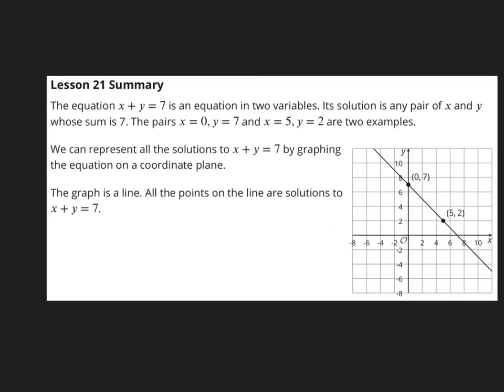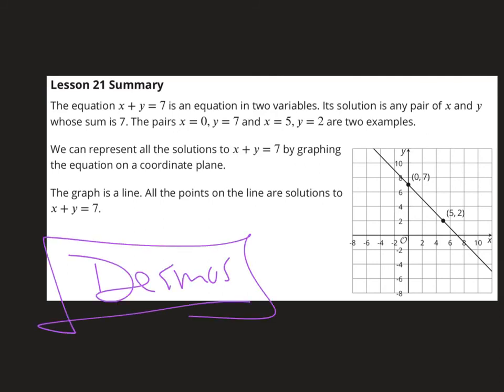So you've taken down a lot of information. Again, Desmos is going to be my friend. Lean on Desmos to help you figure things out. But in wrapping this up, the equation x plus y equals 7, because it has an equal sign, is an equation in 2 variables. Why do I say that? Because there's 2 variables, silly. And a solution is any pair x and y whose sum is 7, or that is, any point that's on this line is a solution. And we can represent the solution by drawing a line.